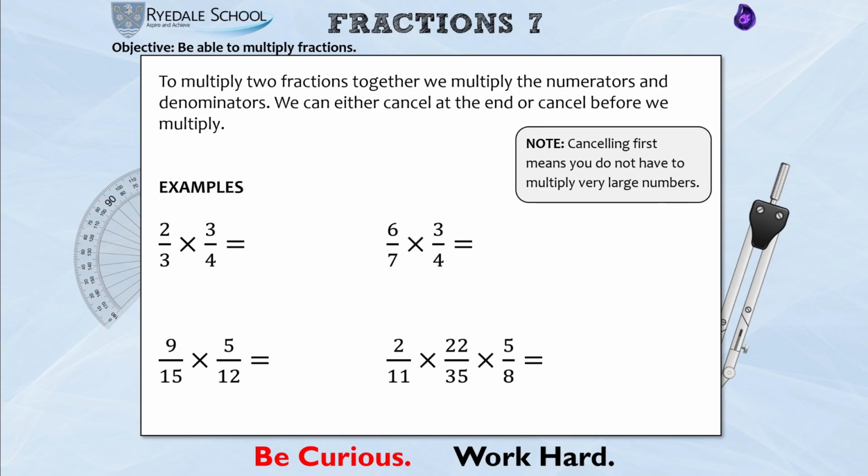So, for example, if I was doing 2/3 times 3/4, I could multiply these top 2 numbers together and I would get 6/12. 2 times 3 is 6 and 3 times 4 is 12. And obviously 6/12 cancels to 1/2.